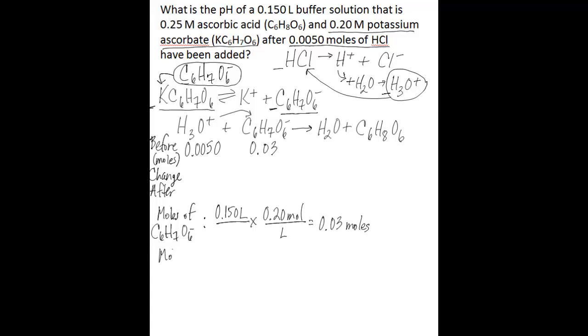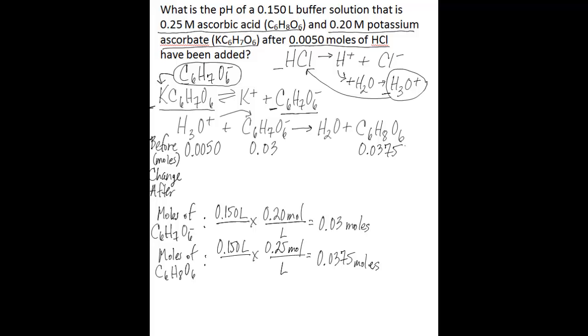You can also find the moles of ascorbic acid in a similar fashion. So you take the total volume of the solution, which you're given, and you multiply that by the concentration of ascorbic acid, which you're told is 0.25 molar. So we have 0.25 moles per liter of ascorbic acid. You multiply and you get 0.0375 moles of ascorbic acid present initially before the neutralization reaction occurs. So you filled in your first row of this table.